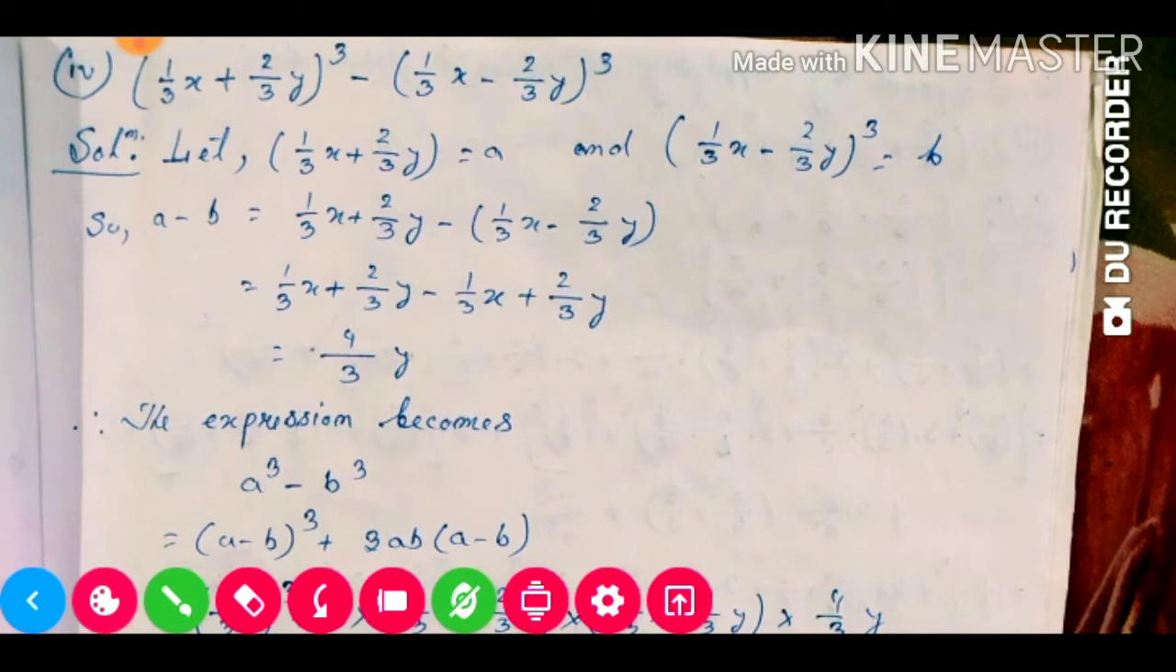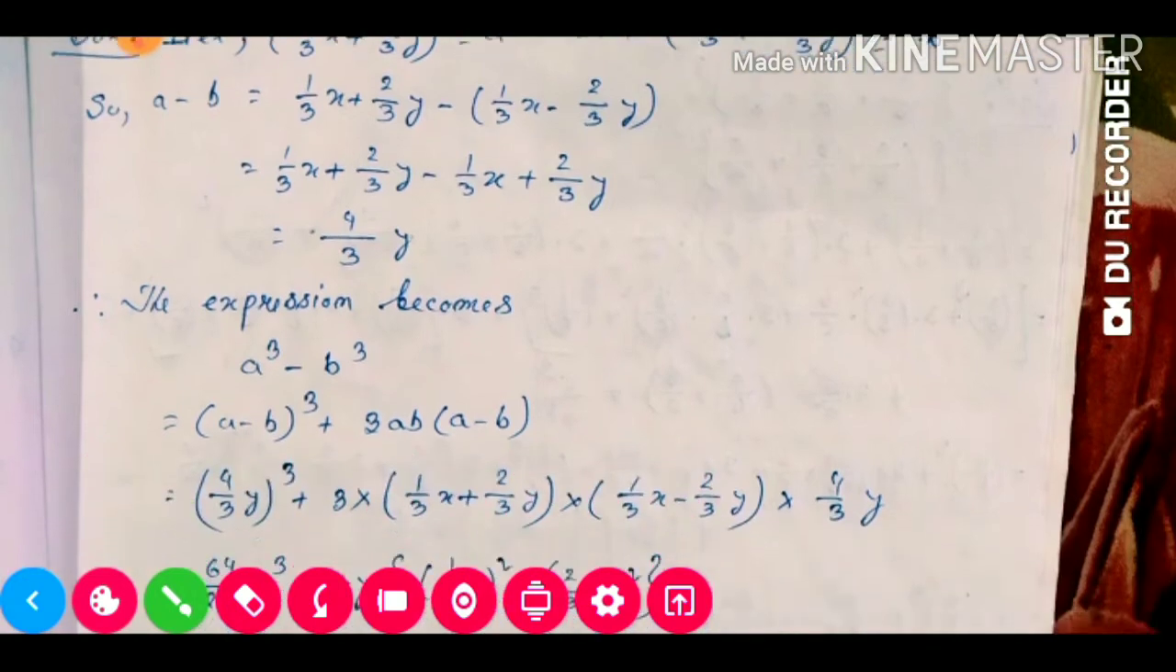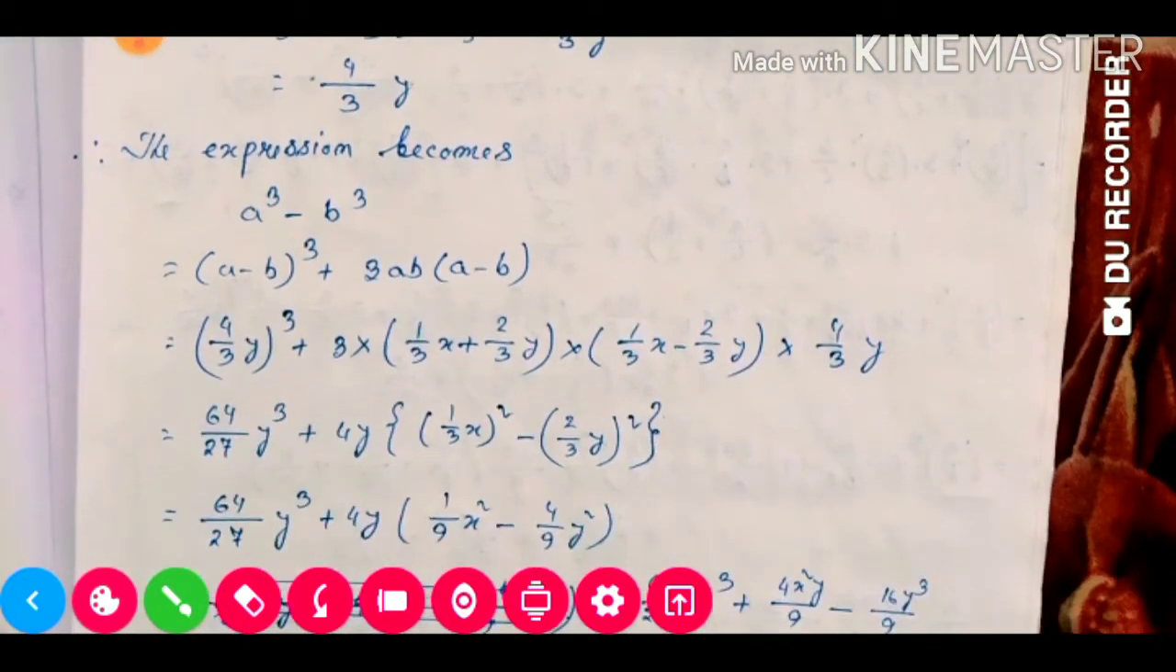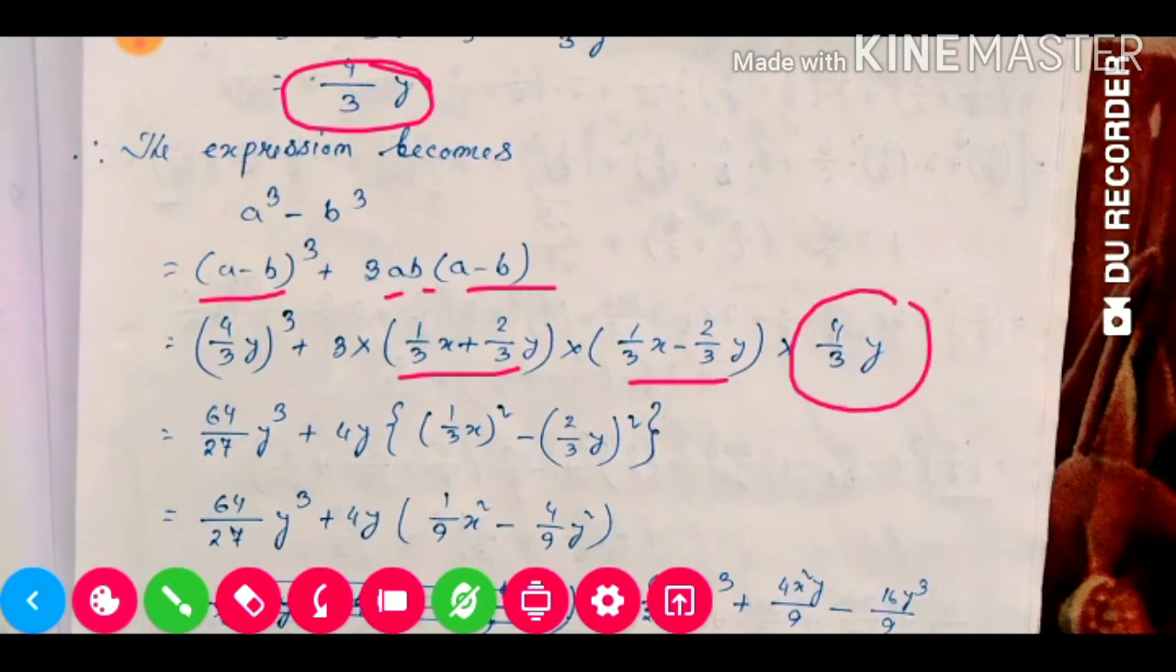Now the given expression, this one will be our A cube, minus will be our B cube. So A cube minus B cube. Now the formula for A cube minus B cube is A minus B whole cube plus 3AB into A minus B. Now we'll put the values. A minus B, just now we got 4 by 3 y, and whole cube plus 3, A value we will put here, B value we will put here, and A minus B is equal to this one.